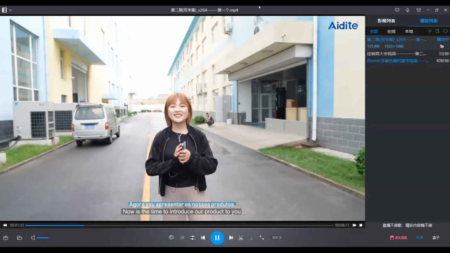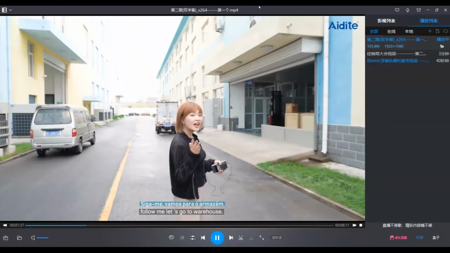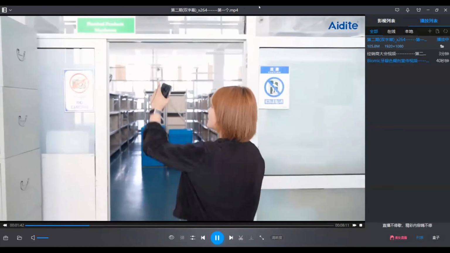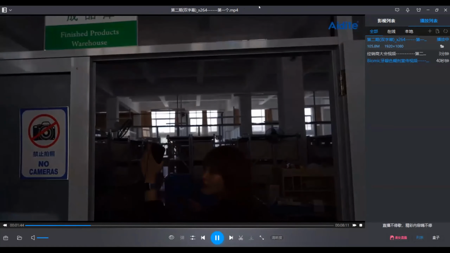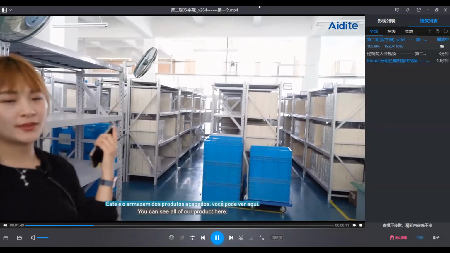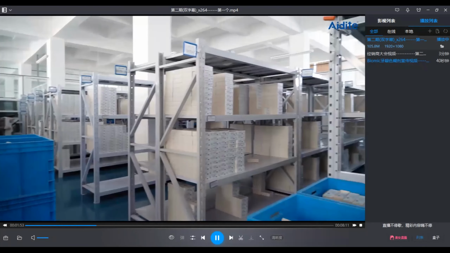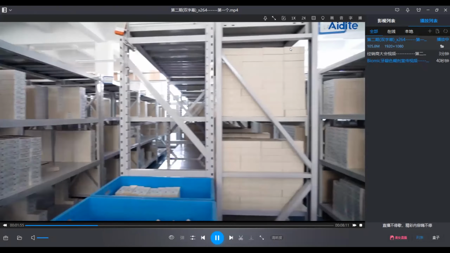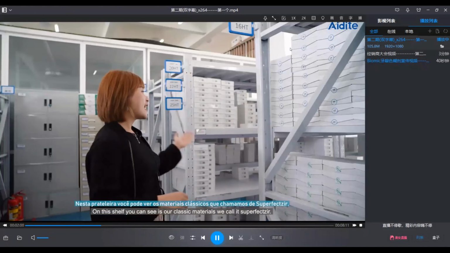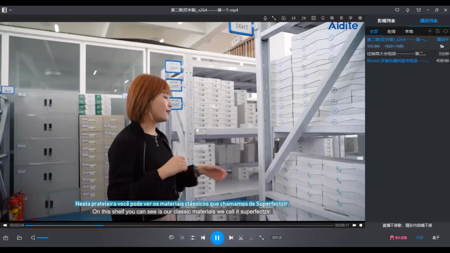Okay, so now it's time to introduce our products to you. Now follow me, let's go to our warehouse. So now let's go check our products. This is our finished product warehouse. You can see all of our materials in this shop. On this shelf, you can see our classic materials, and we call it Superfact Zero.